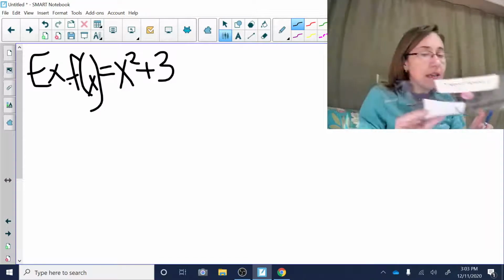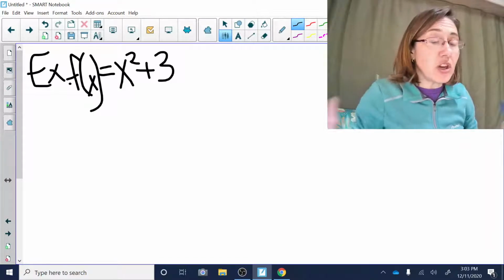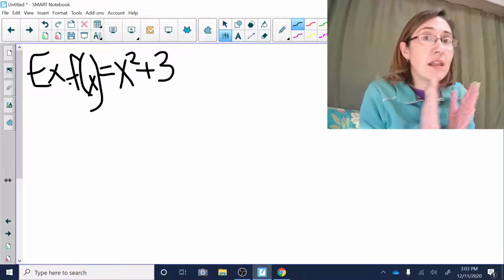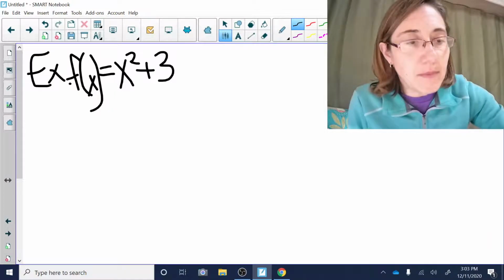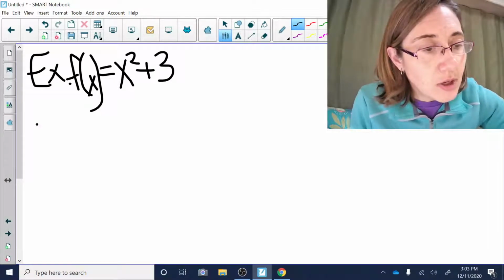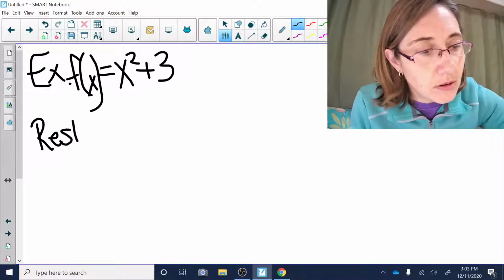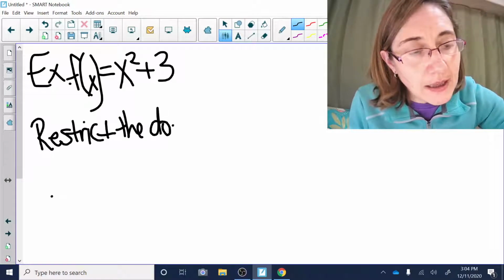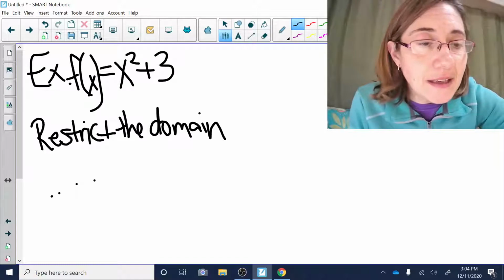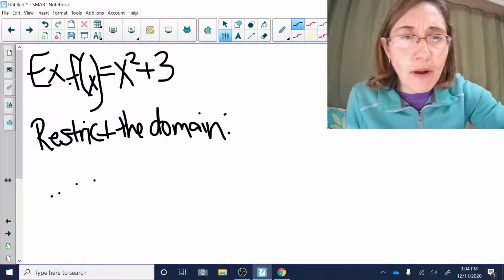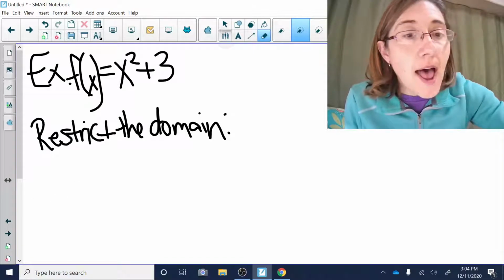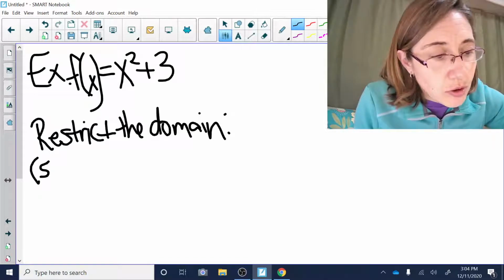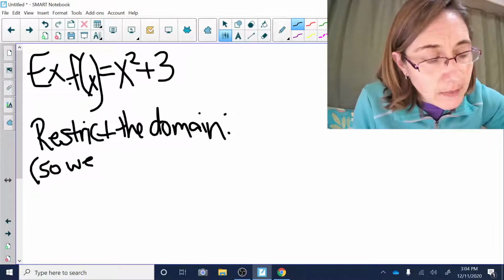All right, so in order to make the inverse a function, we're going to have an extra step here, and it's going to be called restricting the domain. Okay, so I'm going to write this down here. So let's restrict the domain. The domain is that the x's or the y's? That's the x's. Oh, I don't know what those extra dots are down there. So we're going to restrict the domain so we don't see the mirror image.